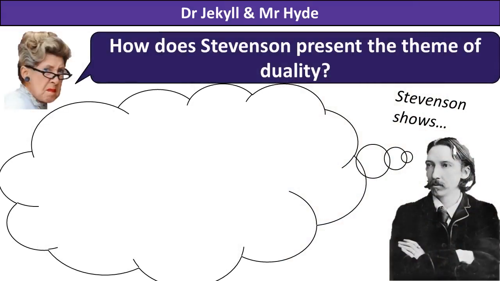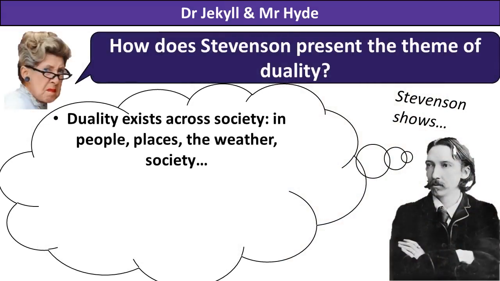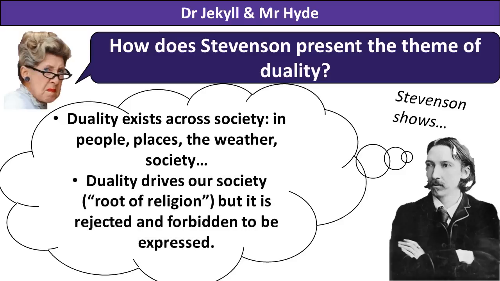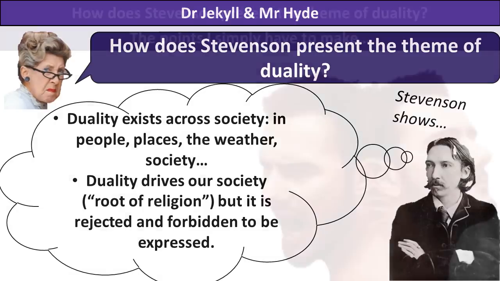So how does Stevenson present the theme of duality? Stevenson shows that duality exists across our society. It's in people, places, the weather, society, etc., etc. Could go on. Now, duality drives our society. For example, it's at the root of religion, but it is rejected and forbidden to be expressed, which shows the irony and the hypocrisy that comes with duality too.